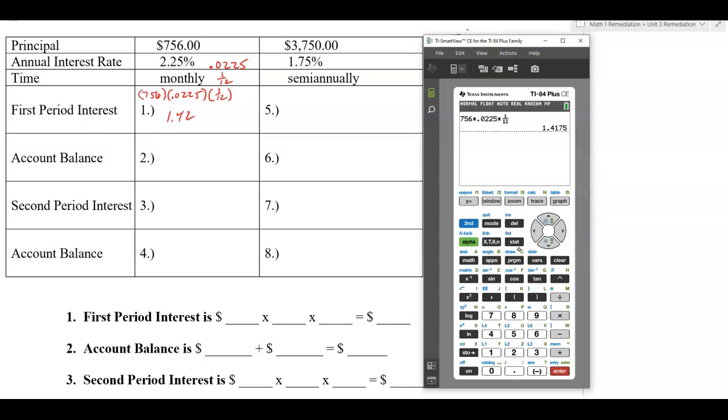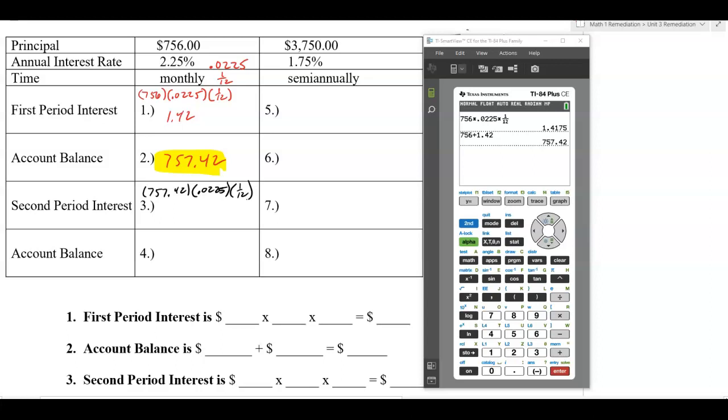Okay, now all I'm going to do is take that. I'm going to take 756 and add the $1.42, and that's going to give me 757.42. Okay. Now the second period of interest. What you have to understand is that this is now my new principal. So when I go to do the next one, my principal is now 757.42 times my rate, which does not change, 0.0225, times my time, which is still 1/12.